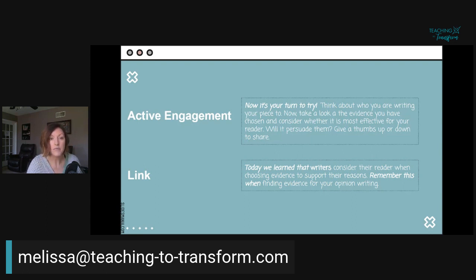And then the link, again, it's the teaching point, but we might say something like, today we learned that writers, and today it was consider their reader when choosing evidence to support their reasons. And then we might say something like, remember this when, and in this one, sorry, it's finding evidence for your opinion writing. But again, you're repeating that teaching point and then inviting them to try, or reminding them of when this might be useful.